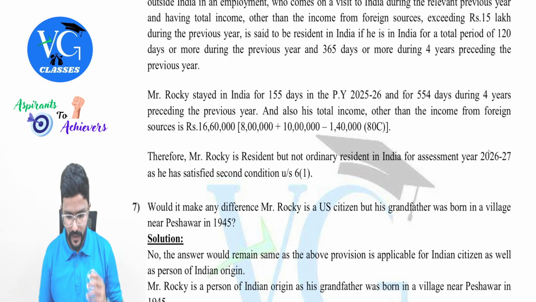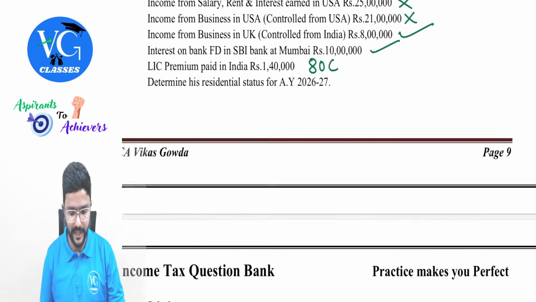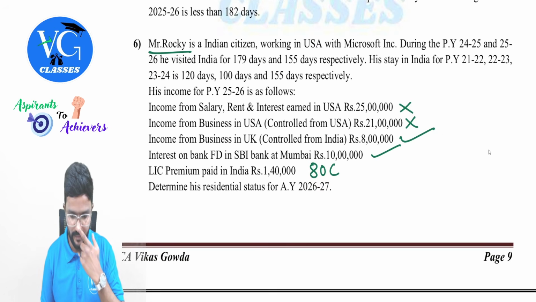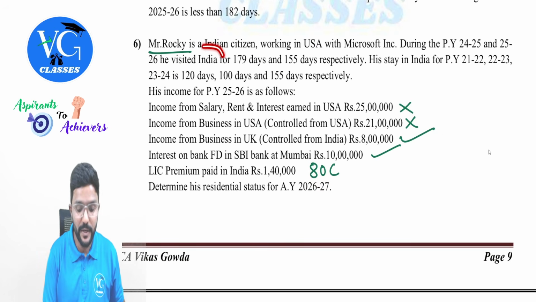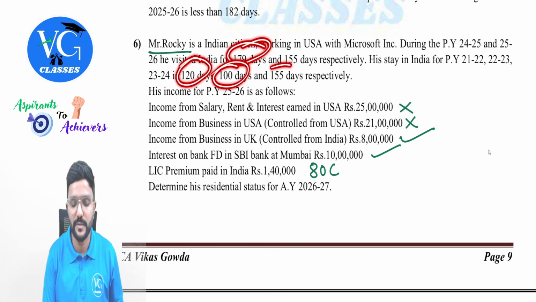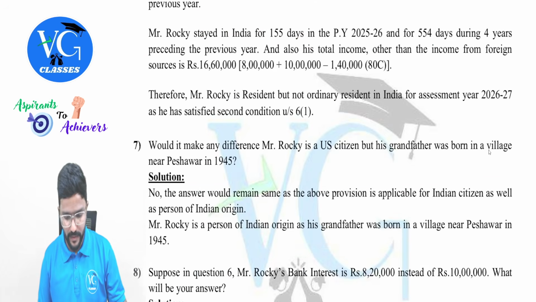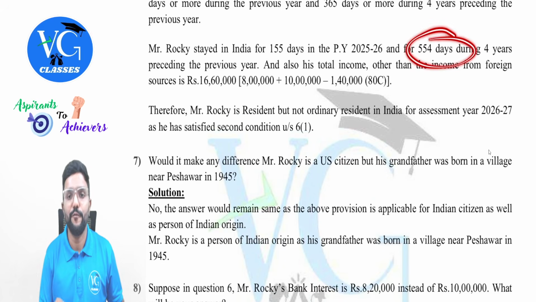Okay, sir. So for the last 4 years, you check how many days he was in India. 554. We need to add all this, as he's coming to India for a visit. So for the last 4 years, how many days? 179 plus 120, 100 plus 155, guys. Yes. So it comes to 554 days.